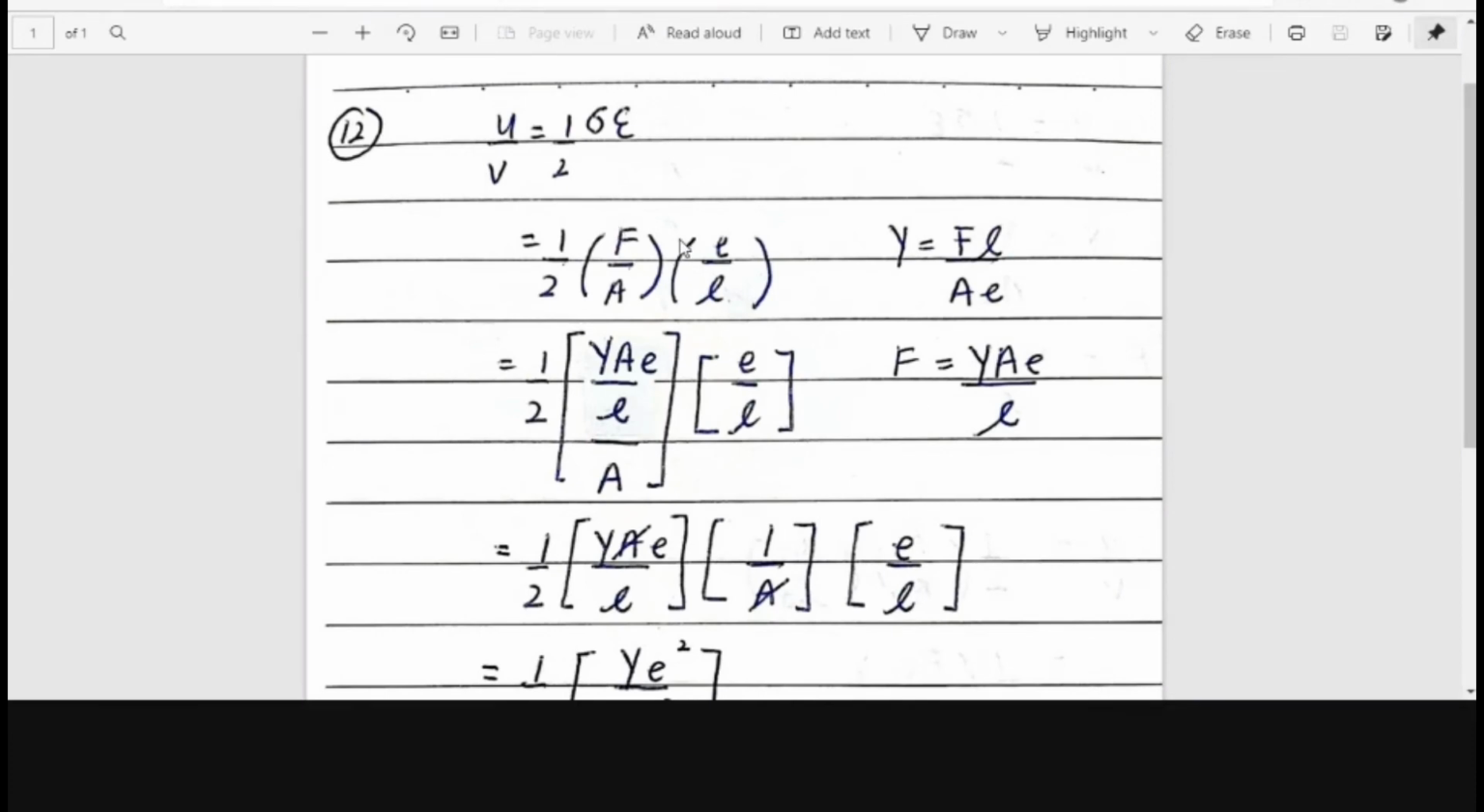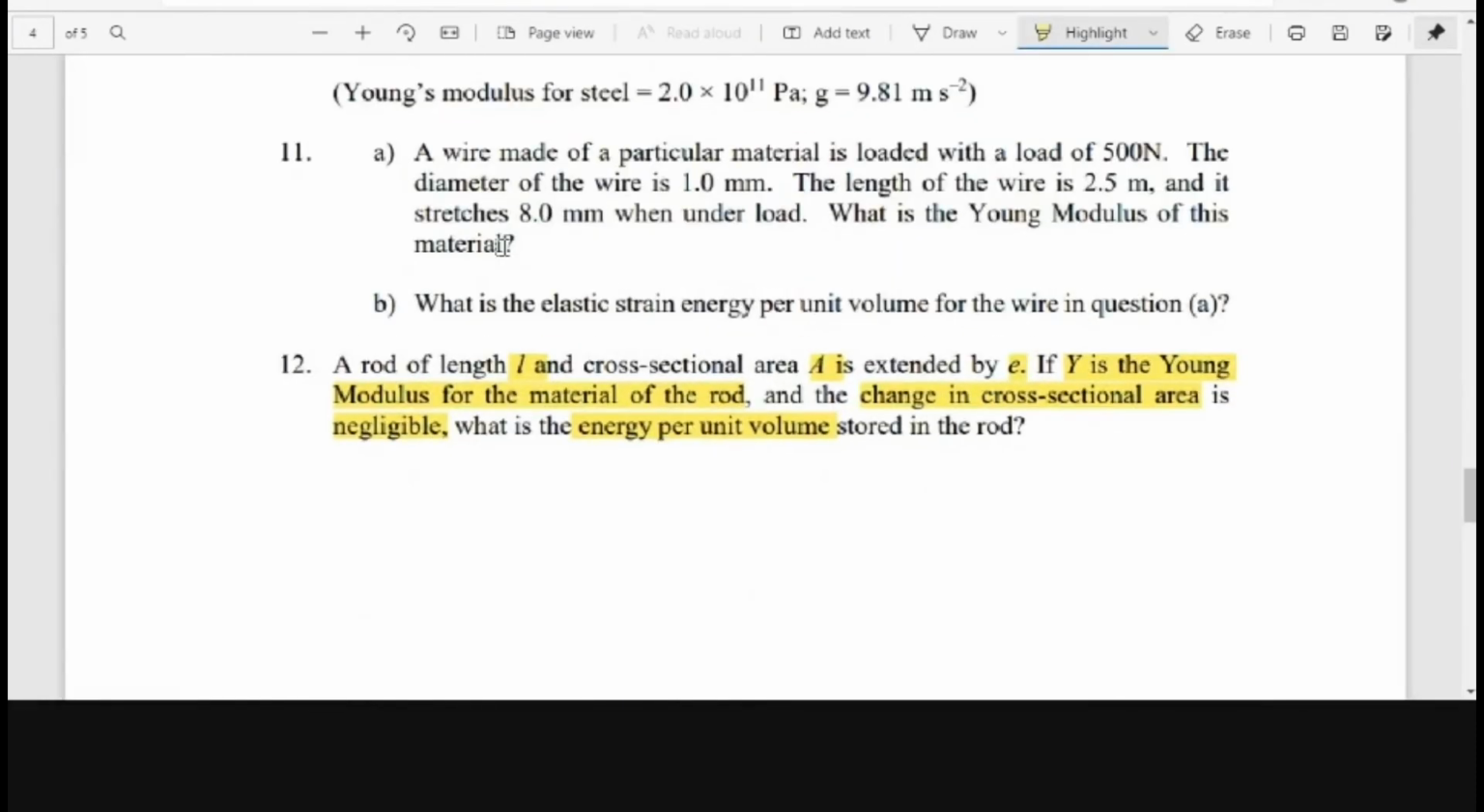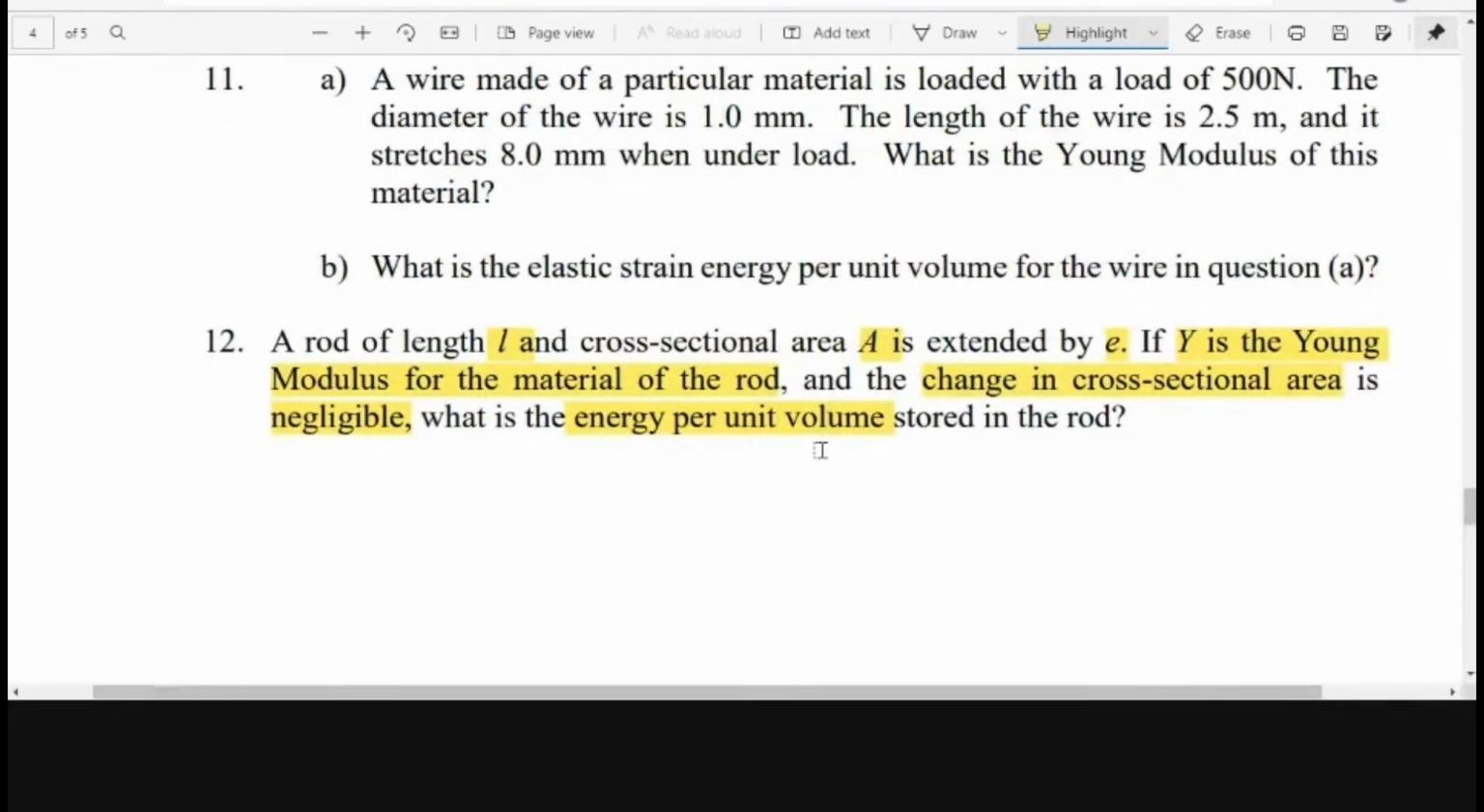Kita kasih masa untuk kawan-kawan baca soalan. Saya rasa ada ramai kita baca soalan. Cuba baca je yang lain, tolong baca betul-betul so that you guys can follow. A rod of length L and cross-sectional area A extended by E. If Y is the Young modulus for the material of the rod, basically dia kasih semua ni dalam bentuk huruf lah. And the change in cross-sectional area is negligible. What is the energy per unit volume stored in rod? So dia nak energy stored in.